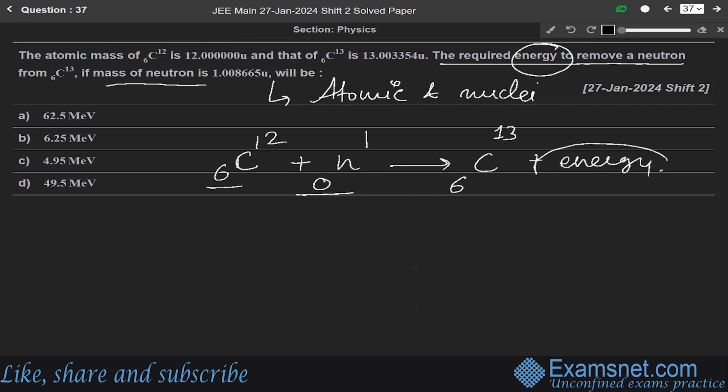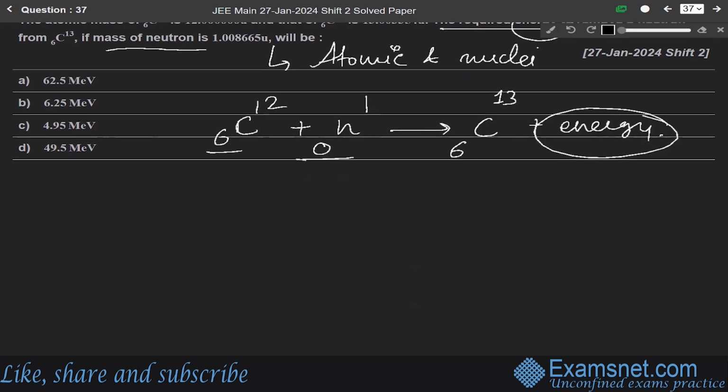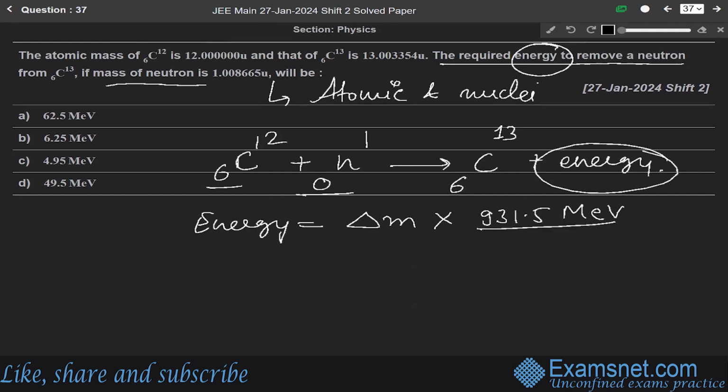Okay, we have to find this energy. So this energy will be equal to the mass defect, delta M, into 931.5 mega electron volt. We have to find the answer in mega electron volt, so we will multiply the mass defect by 931.5 mega electron volt. Delta M, the mass defect, will be equal to what? Mass of this minus mass of this.